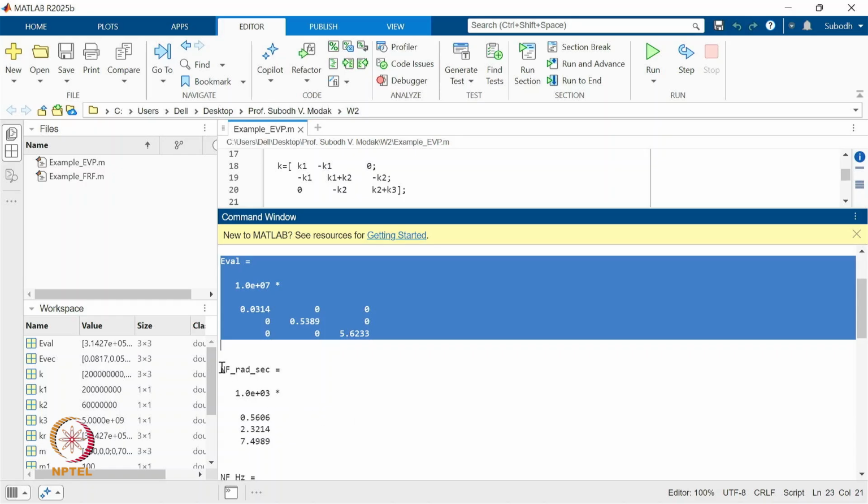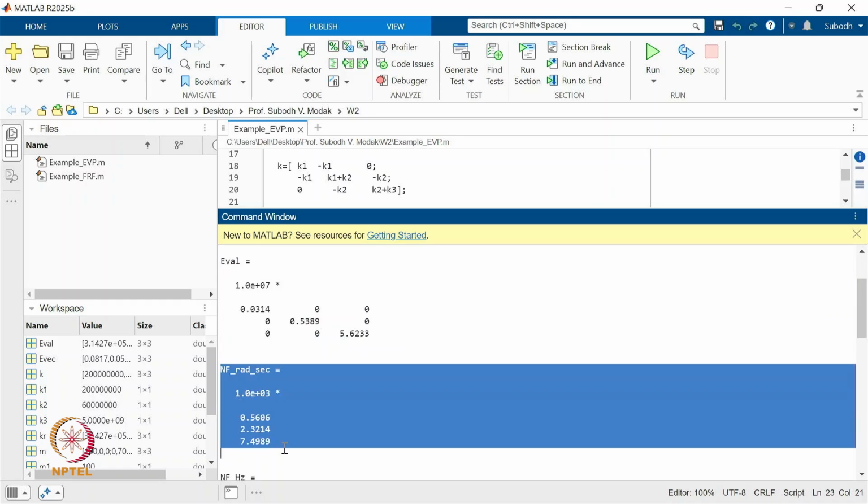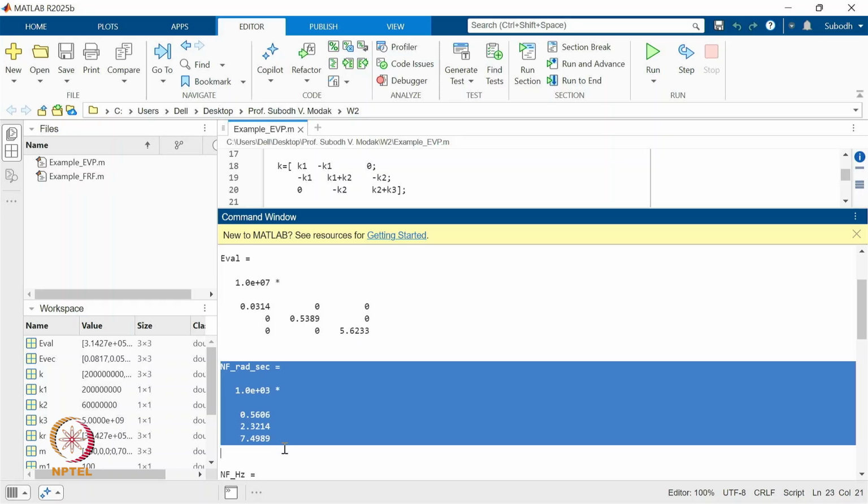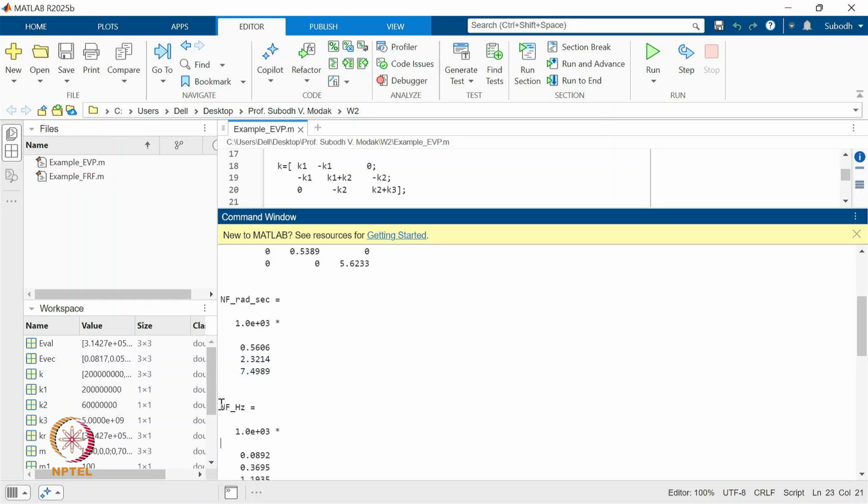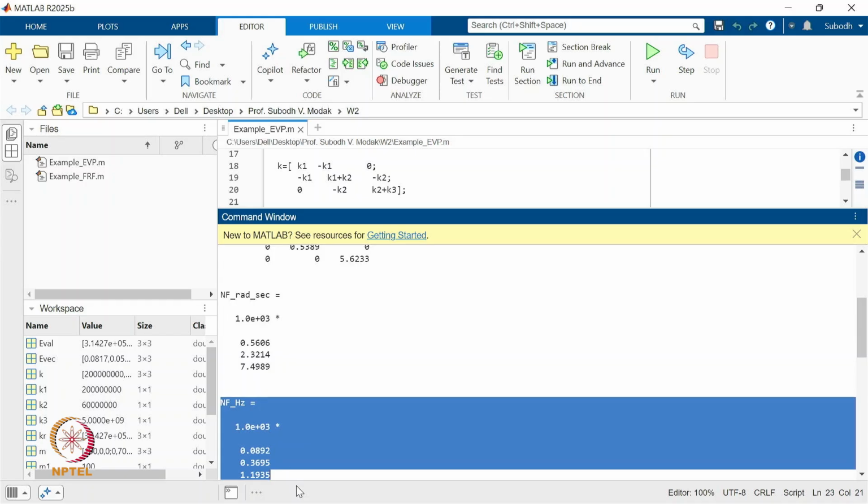Then we converted eigenvalues into a vector of natural frequencies in radian per second. The first natural frequency is 560.6 radian per second, the second is 2321.4 radian per second, and the third one is 7498.9 radian per second. Then these are the natural frequencies in hertz, right.